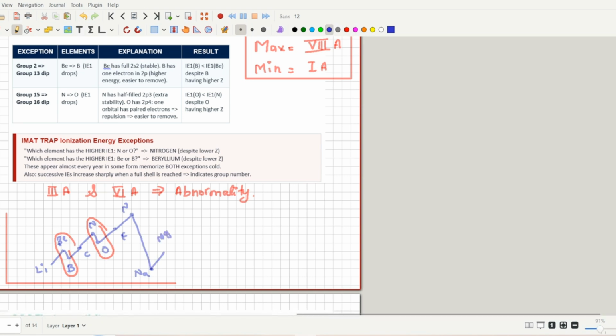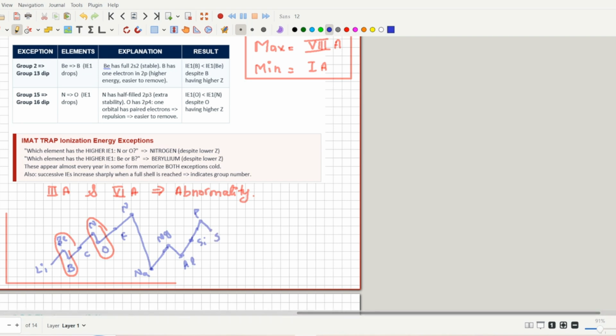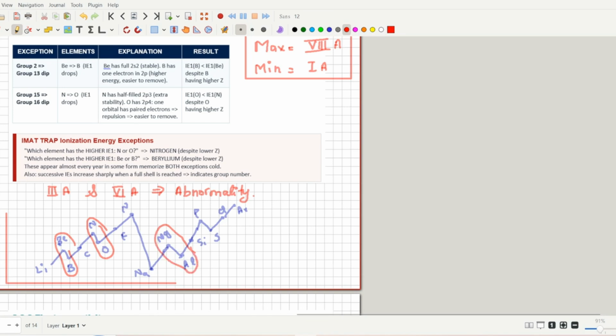Then the graph should go up, but instead of going up, it goes down, and then you have aluminium. Then the graph goes up, you have silicon, and it goes up again, you have phosphorus, but instead of going up, it goes down again for sulfur, and then it goes up again, chlorine, and then up again you have argon and stuff like that. So as you can see, the exceptions here again are magnesium and aluminium, and phosphorus and sulfur.